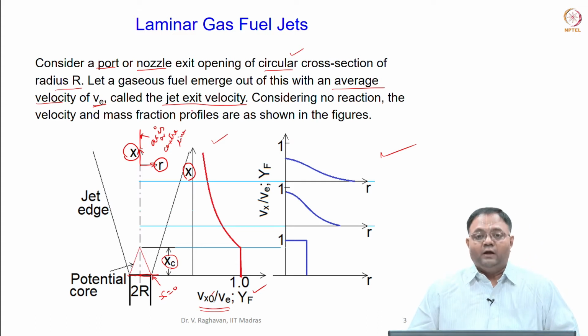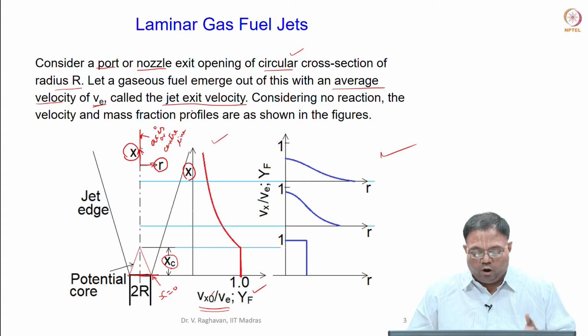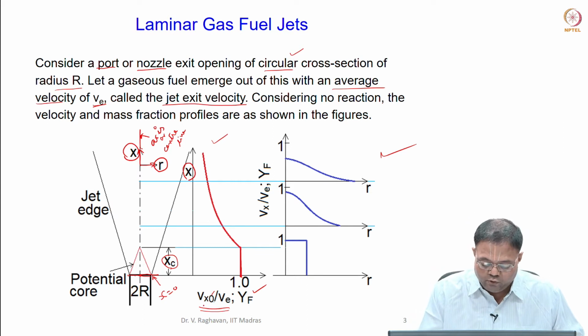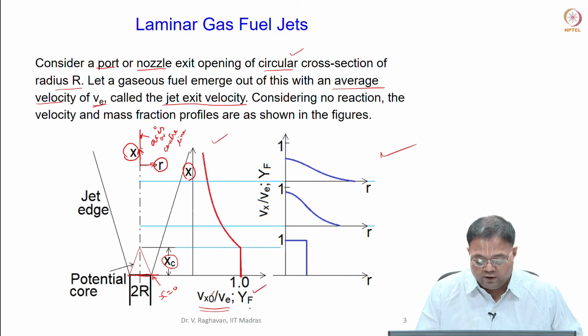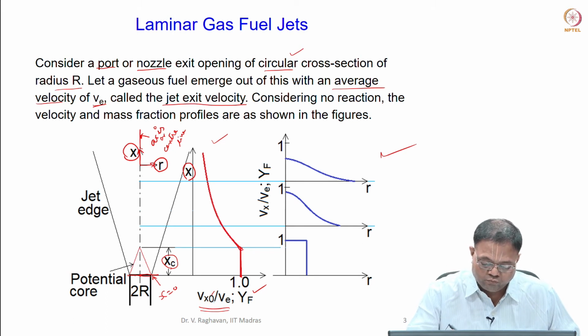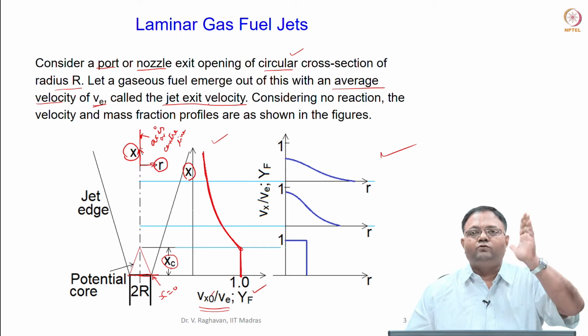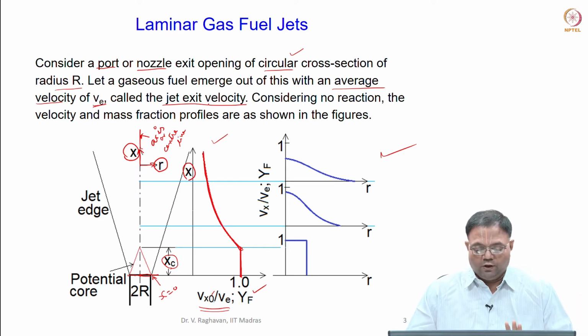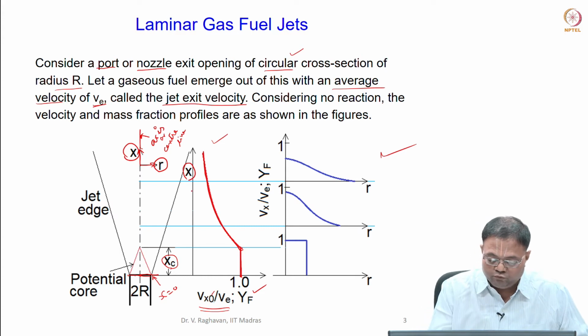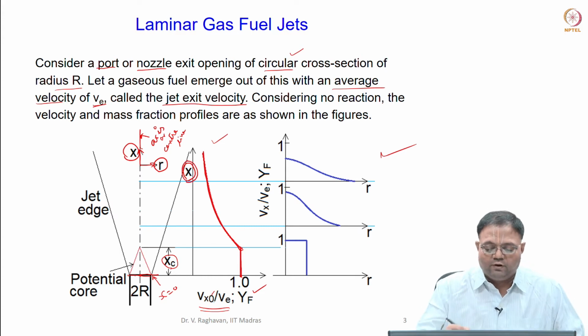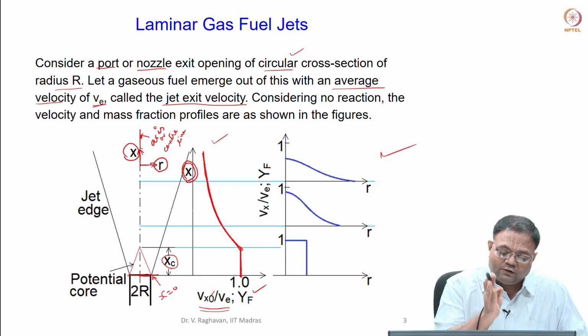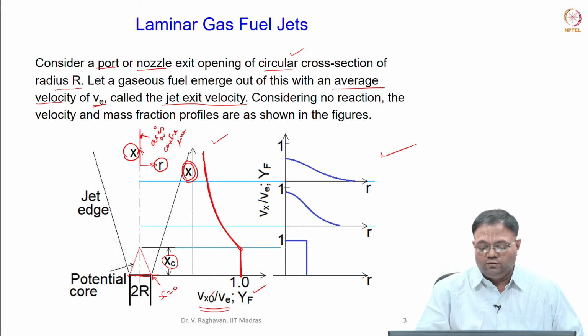Along the axis or center line, when you try to plot, there is no change in the value of Vx by Ve or the mass fraction of the fuel Yf till a particular distance, say xc. Then you can see a reduction in the value, and it keeps reducing. If you take a longer distance, it may asymptotically go to a 0 value. So, this is the axial profile, plotted along the axis. So, this is one thing.